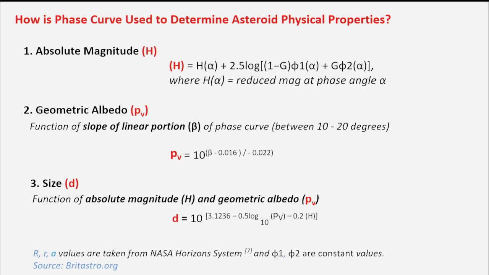Second, to find the geometric albedo, you use the linear slope that you see after. One thing to note about this linear slope is that it can only be accurately determined once you have an accurate G slope. This really shows that we need these important smaller phase angles of 0 to 5 degrees to be able to accurately determine the whole phase curve. And finally, we can also determine the size from this phase curve using just the absolute magnitude and geometric albedo.